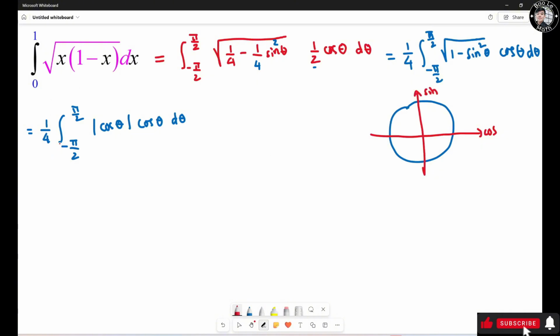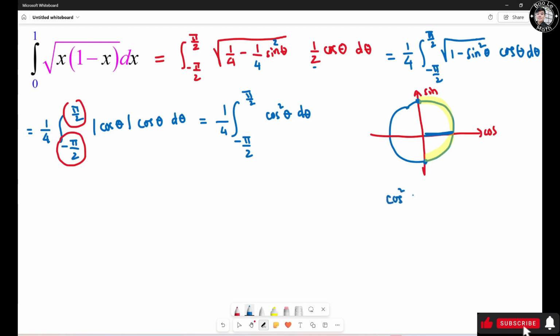Now, look at the interval from negative pi over 2 to pi over 2, which means it's going to be from here to here, right? Which is the first quadrant and the fourth quadrant. Within these quadrants, cosine is positive, right? So when I remove the absolute value sign right here, I don't need to change the sign of cosine theta. So this becomes 1 over 4, the integral from negative pi over 2 to pi over 2 of cosine square theta d theta, right?